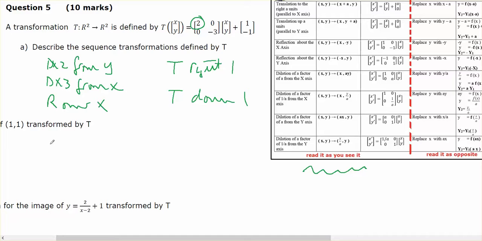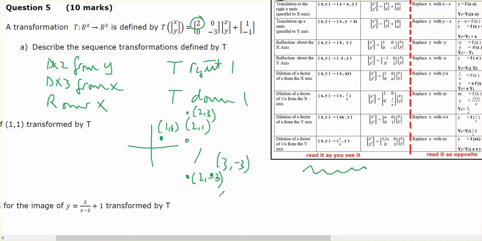For the point (1, 1), I can do two things. I can say I've got (1, 1), dilate away from the y-axis by a factor of 2. It now goes to (2, 1). Dilation by a factor of 3. It now goes to (2, 3). Reflect over the x-axis. It now goes to (2, -3). To the right 1. It now goes to (3, -3). And down 1. It now goes to (3, -4). And that will be where (1, 1) goes to.